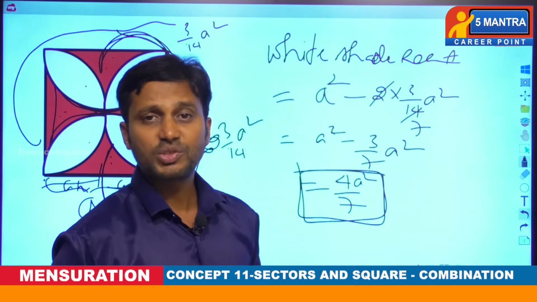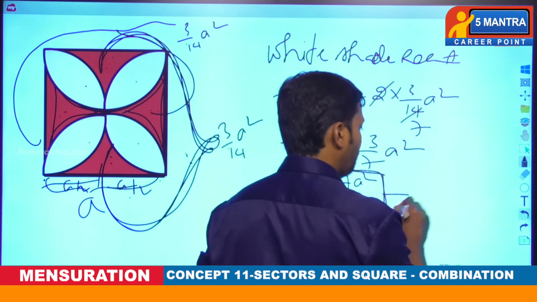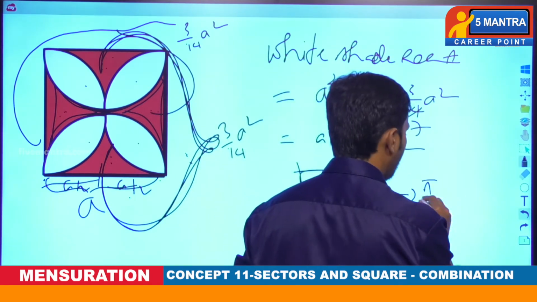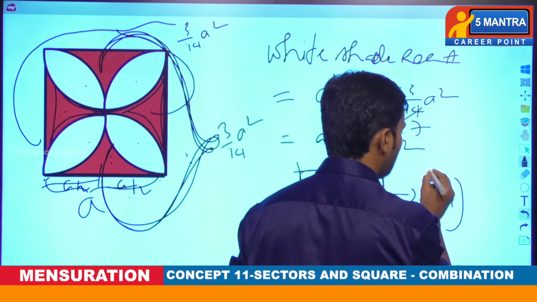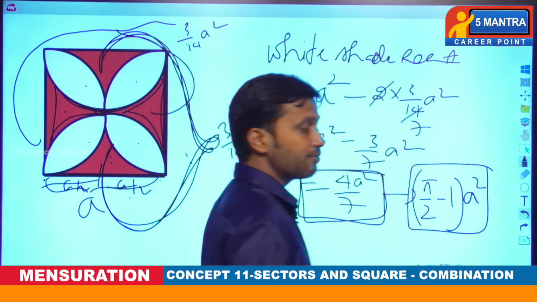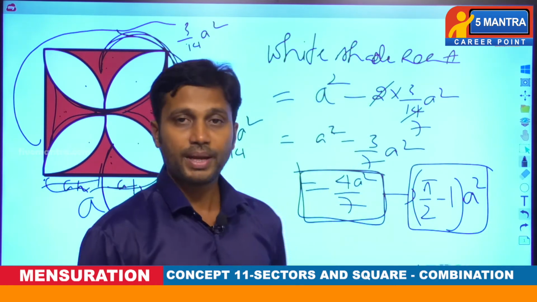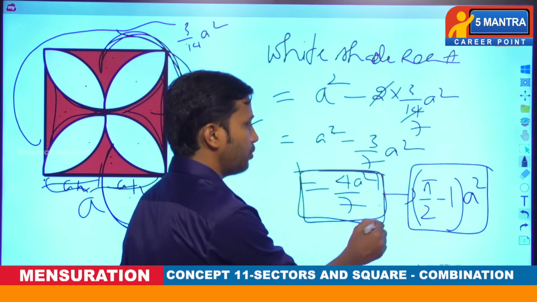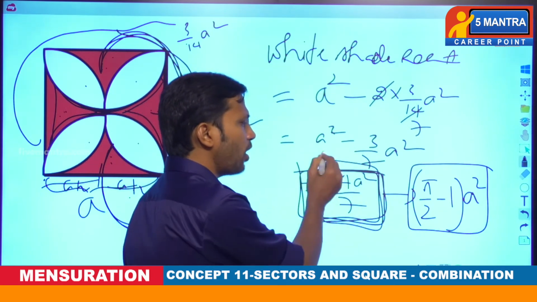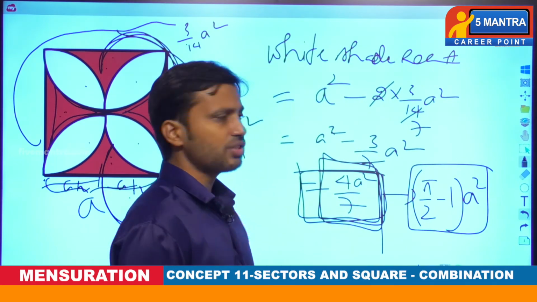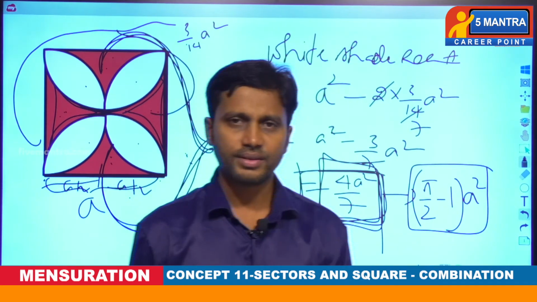4/7 a², or if you want to write that in terms of pi, that would be (π/2 − 1) a². If you want to write down the answer in terms of pi, this answer would be (π/2 − 1) a². And if you want to write down the numerical terms, a lot of non-math students ask us for shortcut methods. This is the best shortcut, that is 4/7 a².